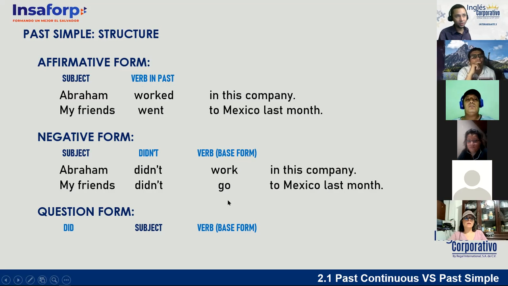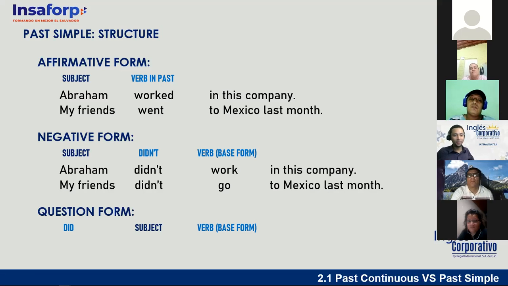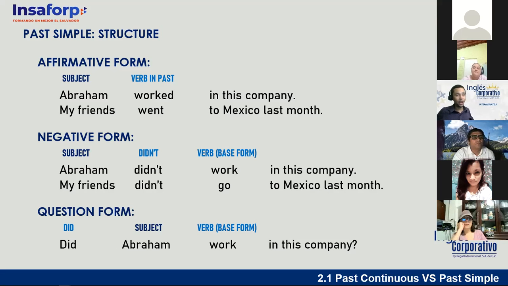Now, something similar happens in the questions. Question form, you have to use did plus the subject, plus the verb in base form, and you finish with a question mark. Okay, so what is the question form? The sentence is, Abraham worked in this company. How do you ask a question? What is the question version of this? Okay, Jenny and then Alejandra. Okay, Jenny. Did Abraham work in this company? That is correct. Did Abraham work in this company?